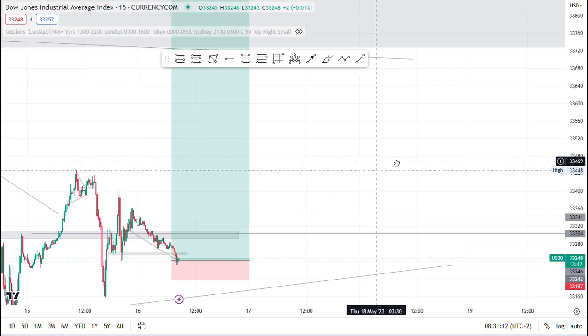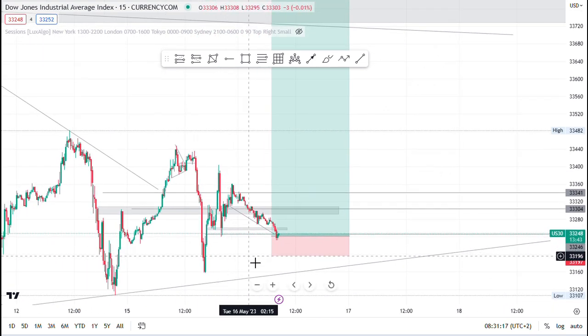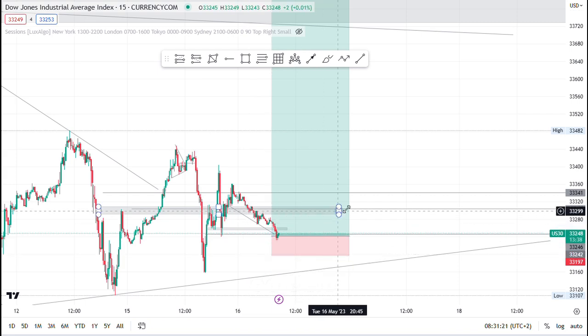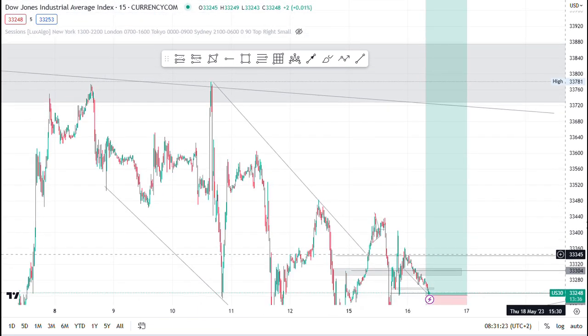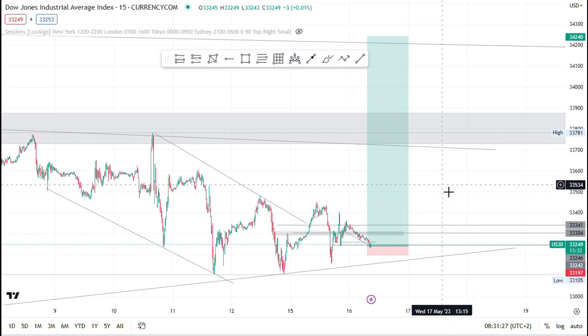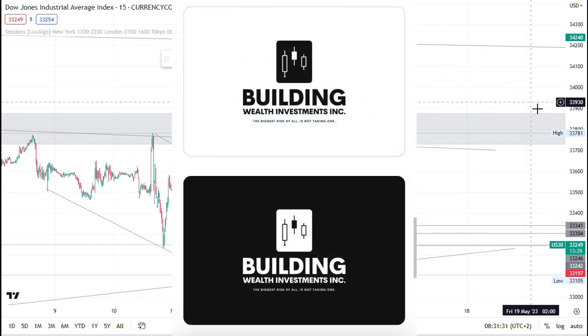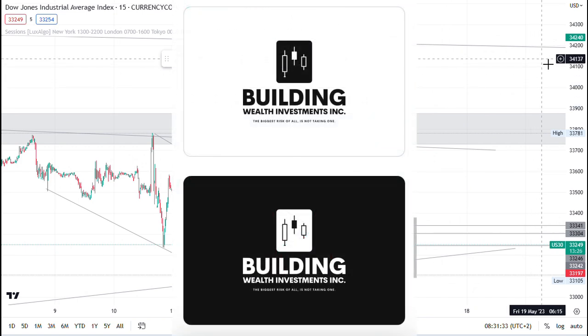So yeah, this is where I would take my entry in this position. Looking to take this now and see how it's going to play out from the London session towards the New York session. We're just going to be monitoring it and watching how it plays out, and that's about it for US30.